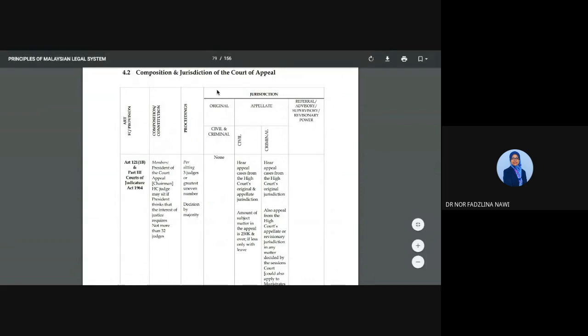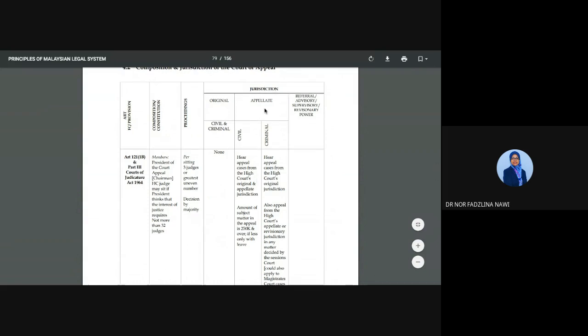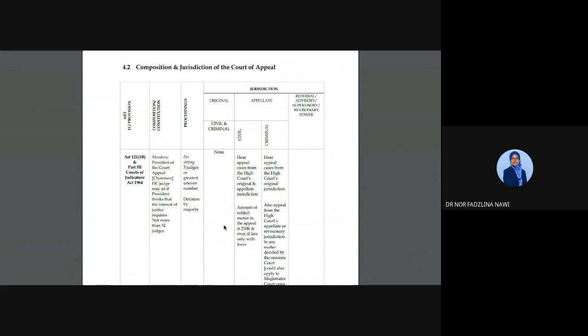Okay, and then when it comes to the Court of Appeal, as the name says, they don't have any original jurisdiction. So their jurisdiction focuses only on appellate jurisdiction. Usually the court will be sitting with 3 judges or any greater uneven number. So the decision made will be by vote, by majority. For civil cases, for appellate, they can hear appeals from the High Court's original and appellate jurisdiction. Usually, the value must be more than 250,000.